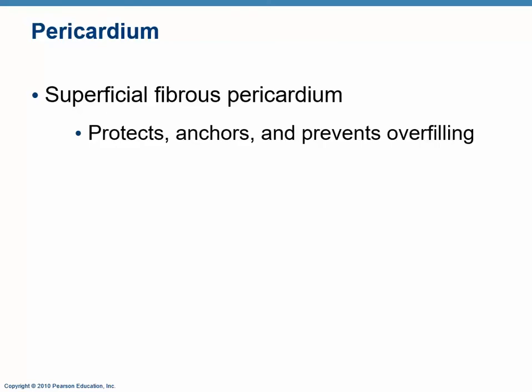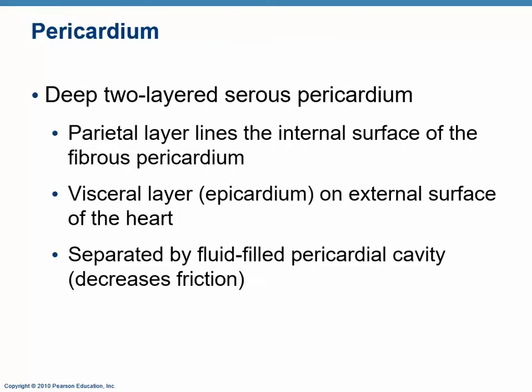Deep to the fibrous pericardium is the serous pericardium. Now, the serous pericardium has two layers. The layer lining the fibrous pericardium is called the parietal layer, and the layer that's actually on the surface of the heart is called the visceral layer of the serous pericardium. The visceral layer is actually the most superficial layer of the heart wall itself, so it gets the name the epicardium.